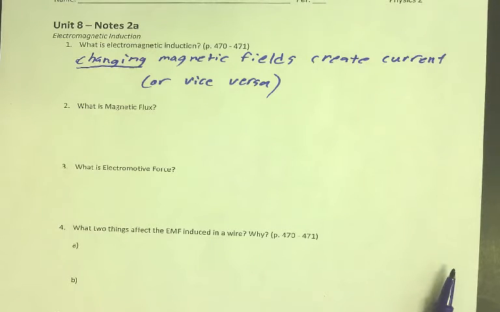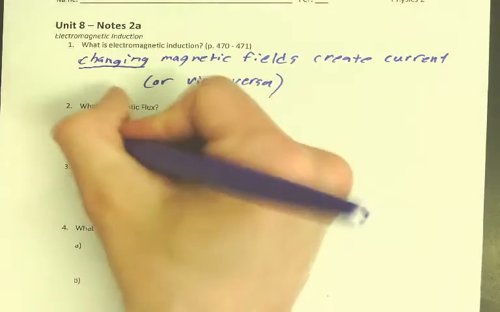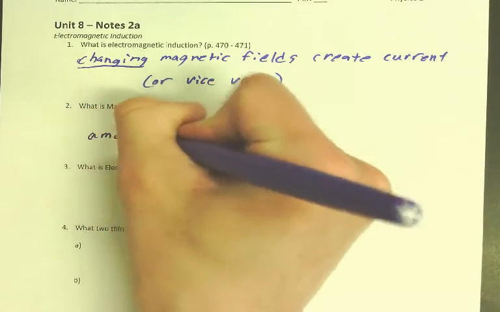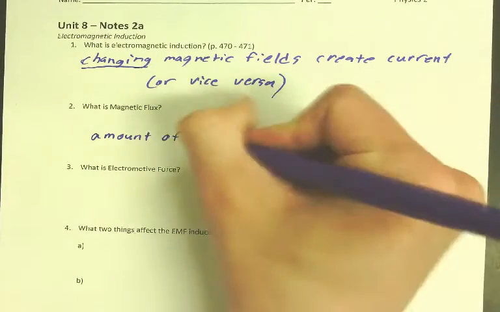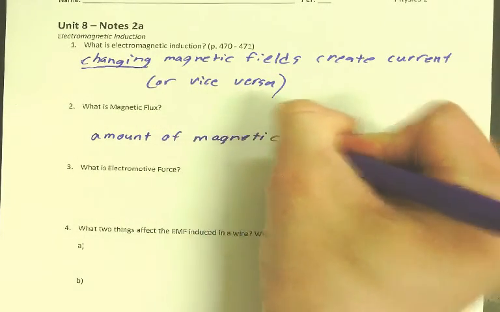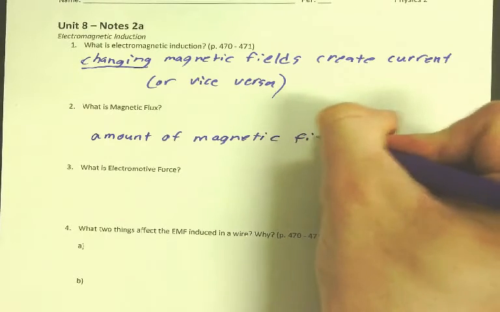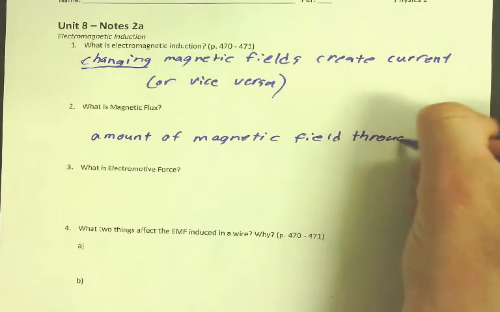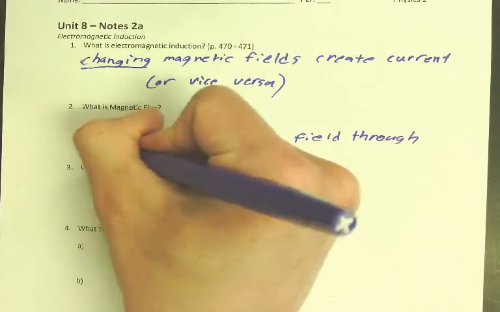Okay? The second thing we need to know is something called magnetic flux. And magnetic flux is basically the amount of magnetic field through a loop of wire.